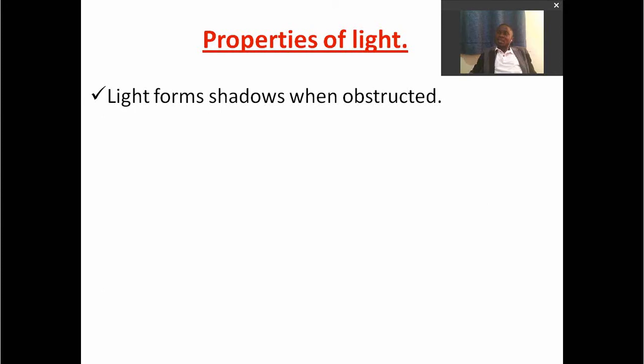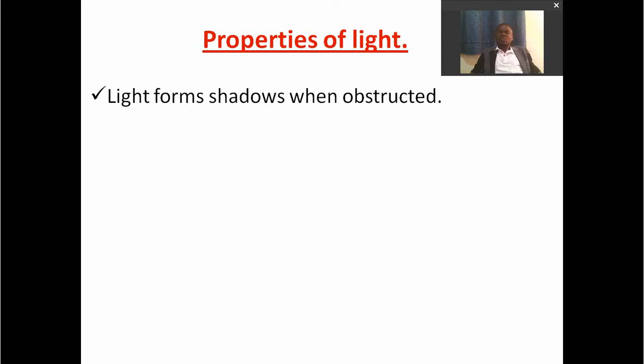Can you see a shadow? If you can see a shadow, it's because the light rays from the torch have been obstructed by the book, therefore forming a shadow on the opposite side of the light.